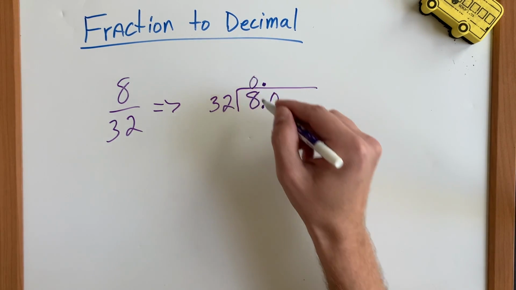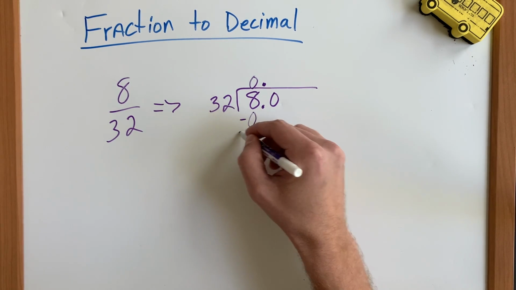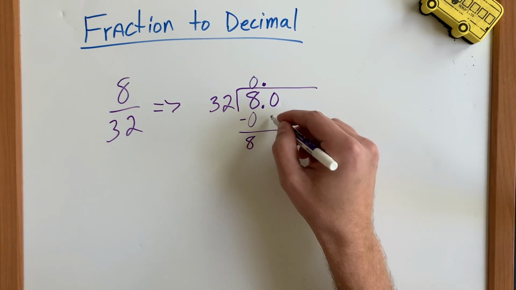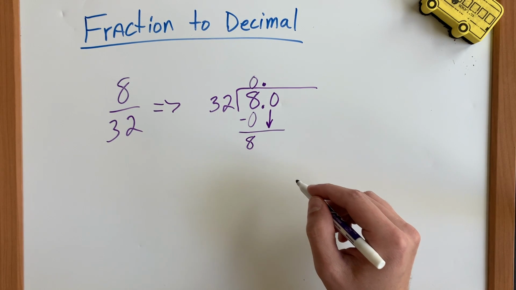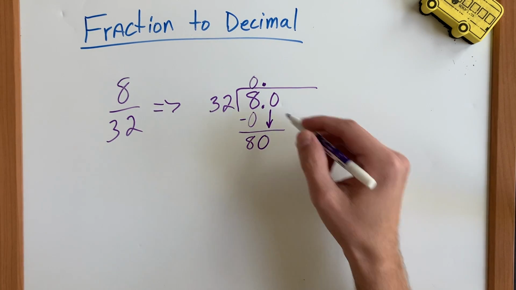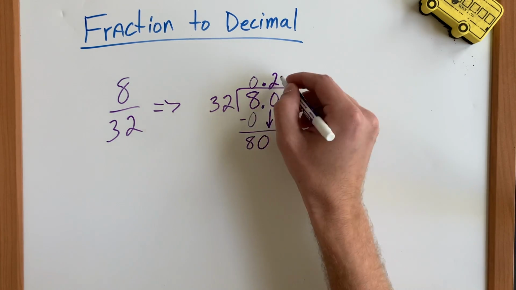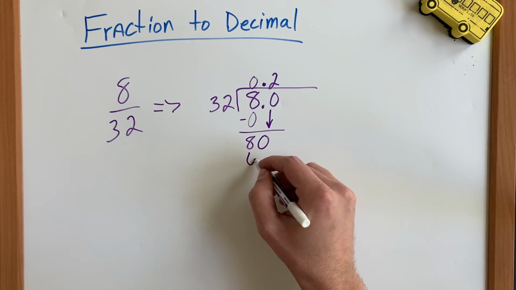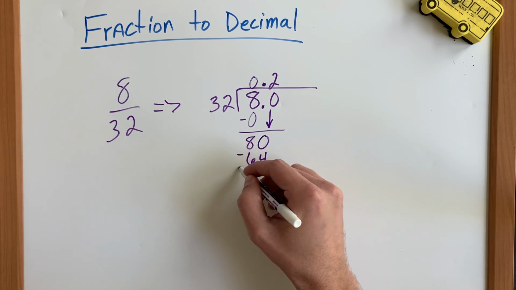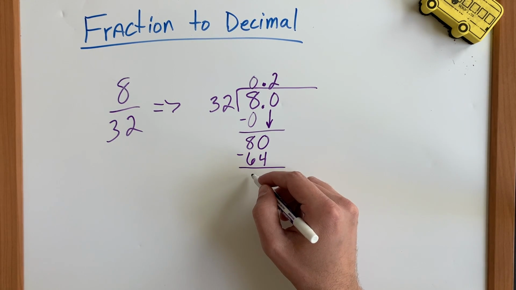We can just look at the numbers. 32 goes into 8, not at all. So we're going to do this. 32 times 0 is 0. We subtract and we get 8, and we bring down the next 0. 32 goes into 80 2 times, and now we do the multiplication. 32 times 2 is 64, and when we subtract, we get 16.